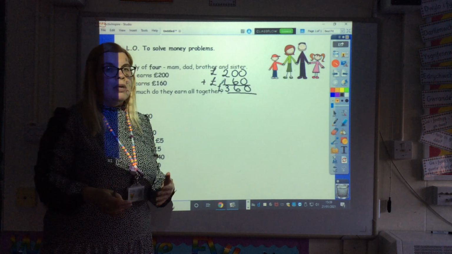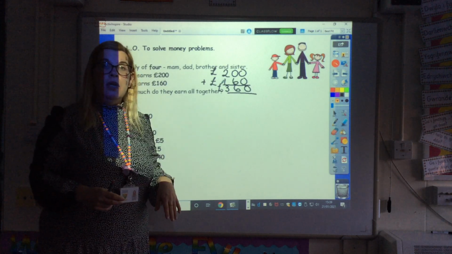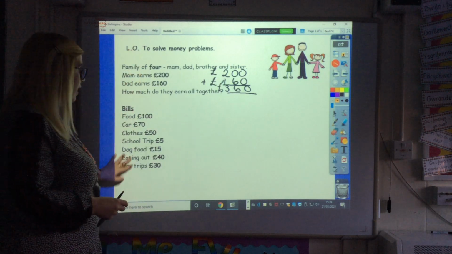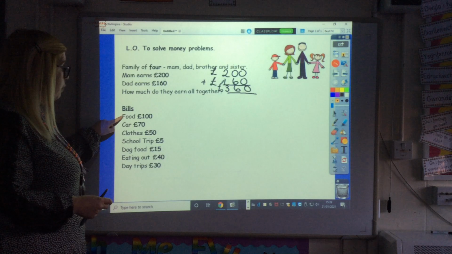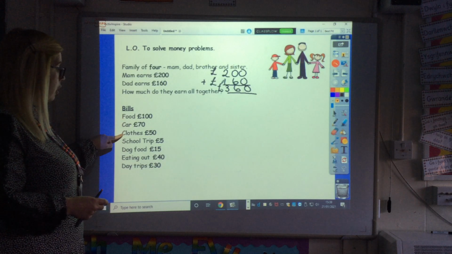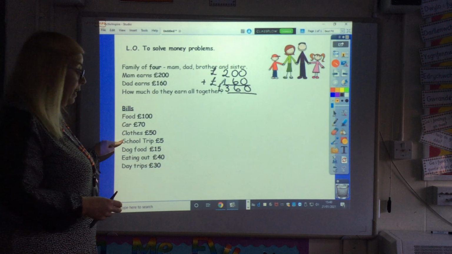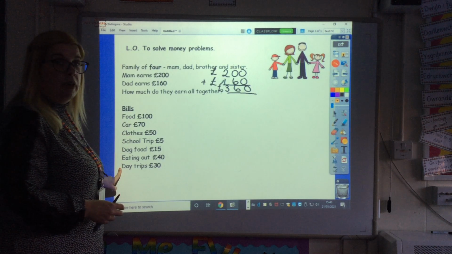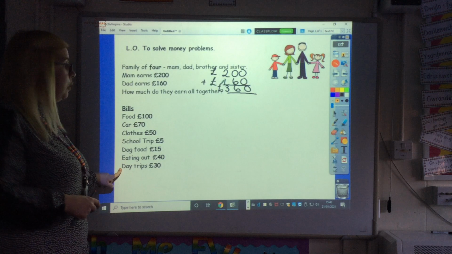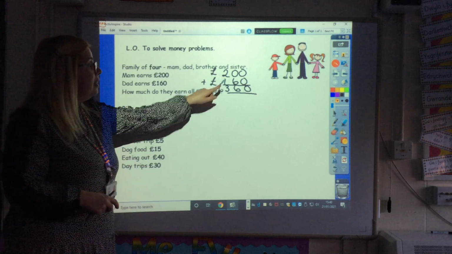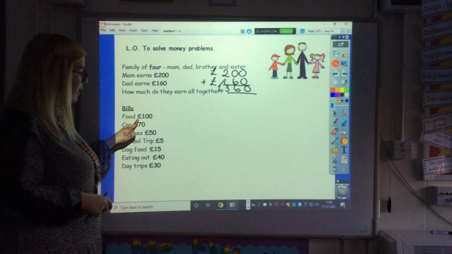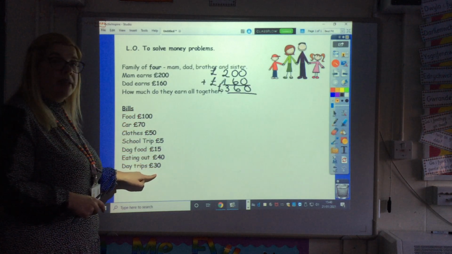Now, as you know, all that money doesn't stay in the house. There's things that we have to spend every week. Now down here I've got a list of things that we may spend. We've got food, a car, clothes, a school trip maybe, dog food, eating out and day trips. All right, so what we need to do now is to work out how much are the outgoings. This is the income, what's going in, what's going out.